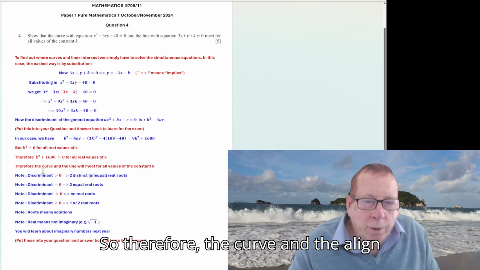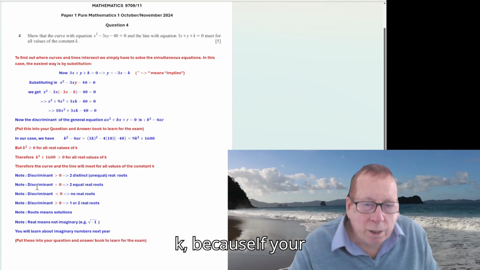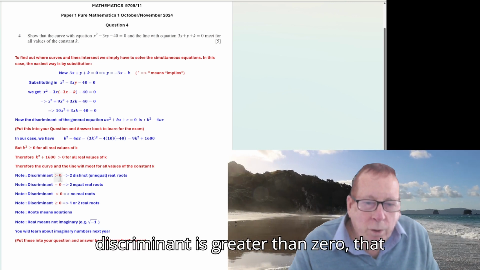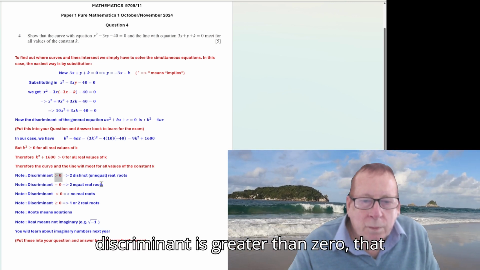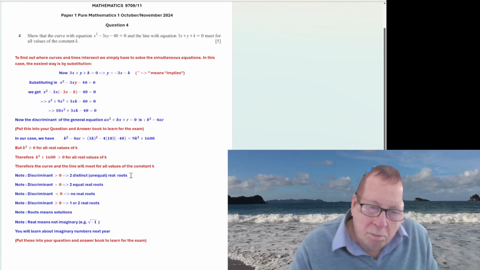So therefore the curve and the line will meet for all values of the constant k, because if your discriminant is greater than 0, that means you've got two distinct, i.e. unequal real roots.